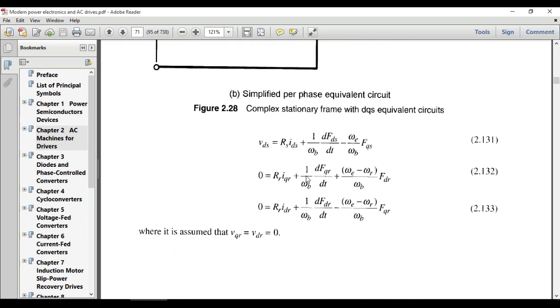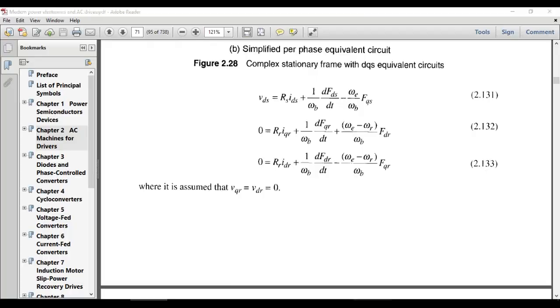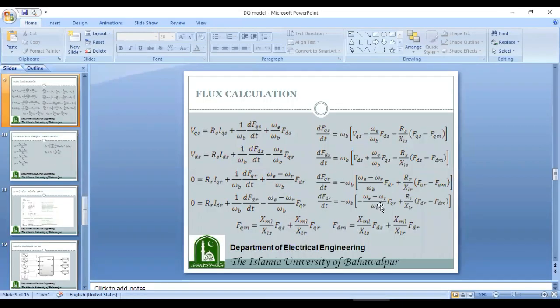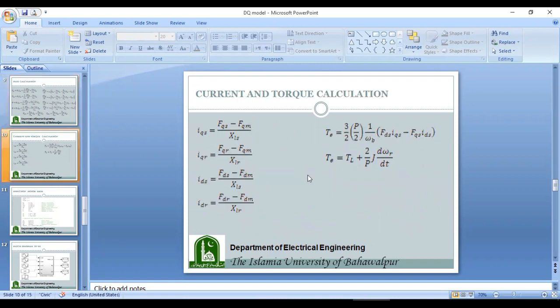And from these equations, we will do some rearrangement and solve these equations for the derivative terms of the fluxes. By doing the rearrangement, we will get these set of four equations. And similarly, these are the equations for calculating the mutual fluxes at the quadrature axis and the direct axis. Similarly, when we have calculated the fluxes, we will calculate the currents at the stator and the rotor sides. And by using these flux and current values, we will calculate the electromagnetic torque generated by the induction motor.